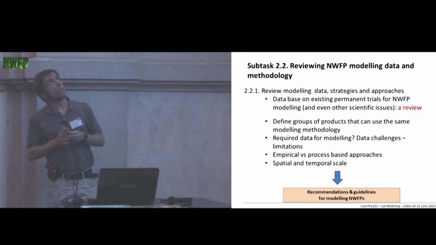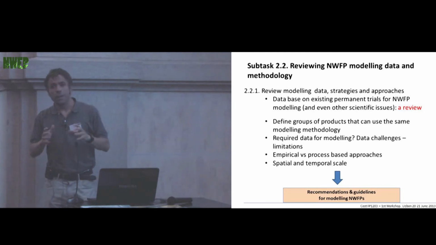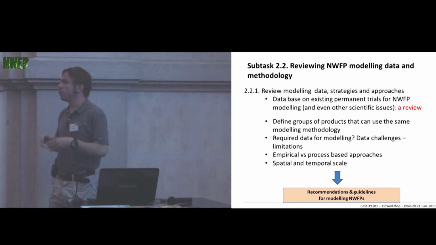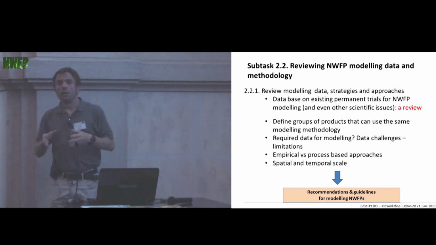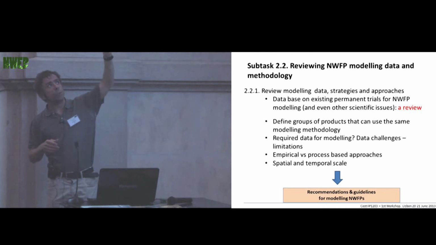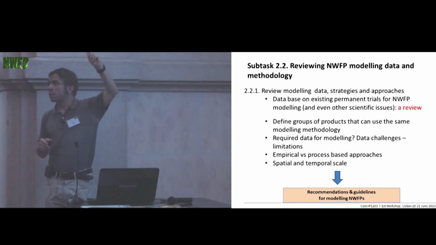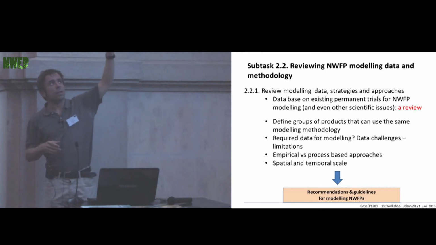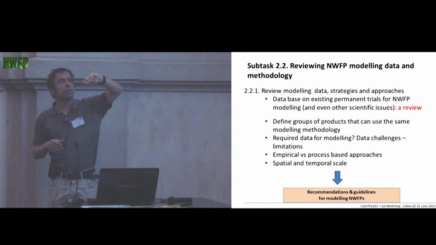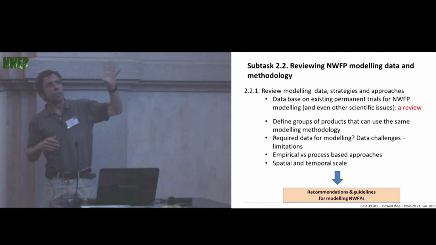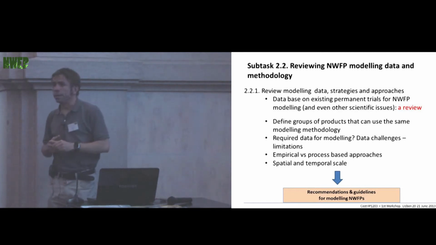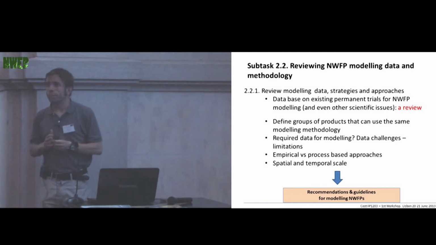Another task we have identified is to propose a common methodology for modeling these products. The first thing we have to do is define groups of products that can use the same methodology, and once we have identified these categories, go on to identify the required data for modeling, which modeling approach we can use, empirical or process-based, and which spatial and temporal scales we can use. The idea of this work is to deliver or spread some recommendations and guidelines for modeling these products. Okay.